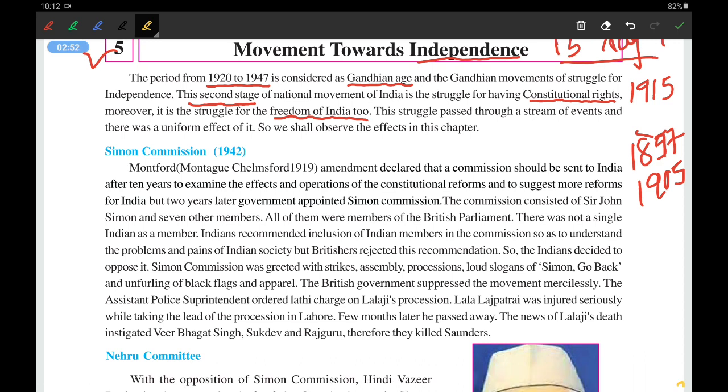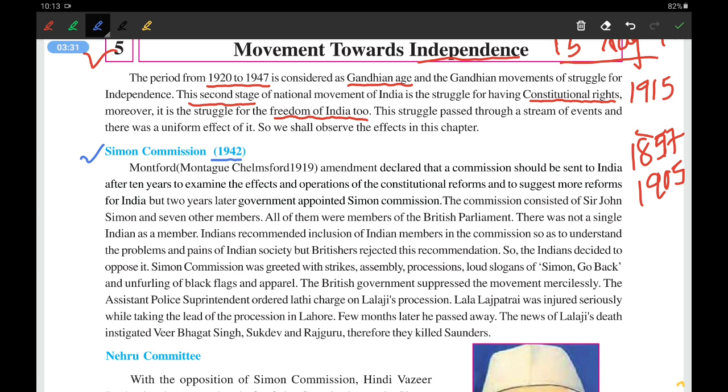Now the first important topic that we are studying is the Simon Commission, which happened in the year 1942. A commission means a group of members, a committee, who come, observe things and give a report. So a commission was formed for a report on India, but the roots of this commission were much older in history.